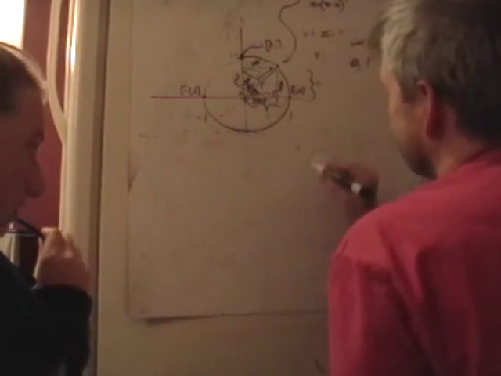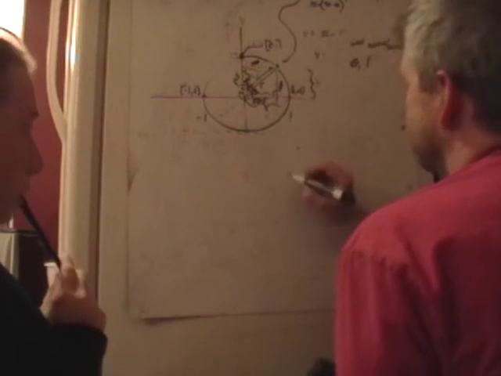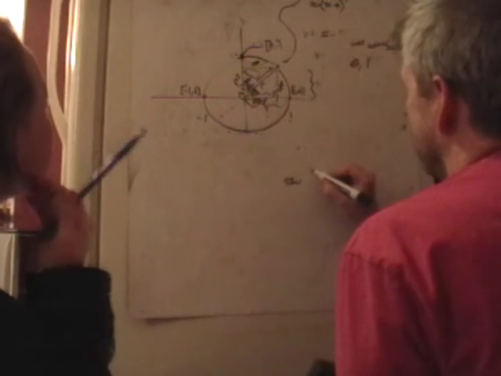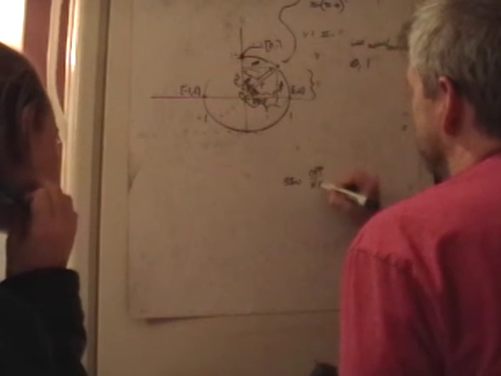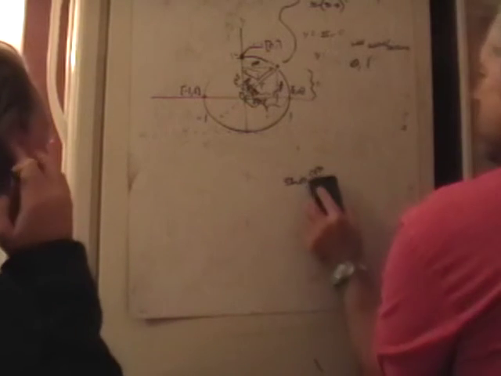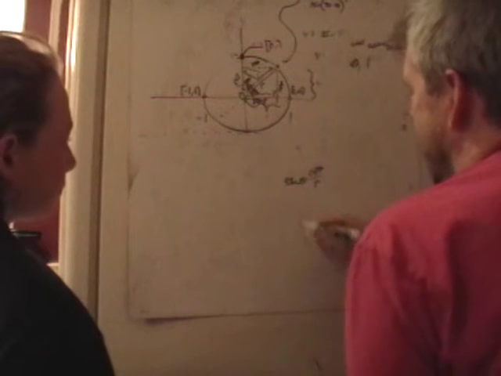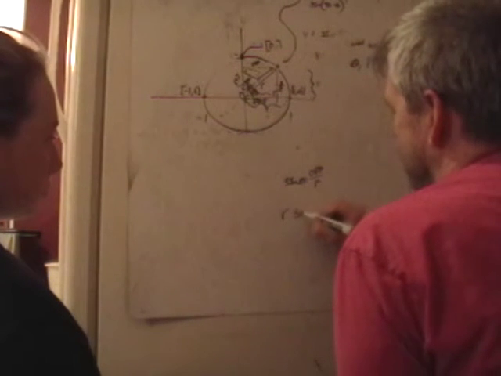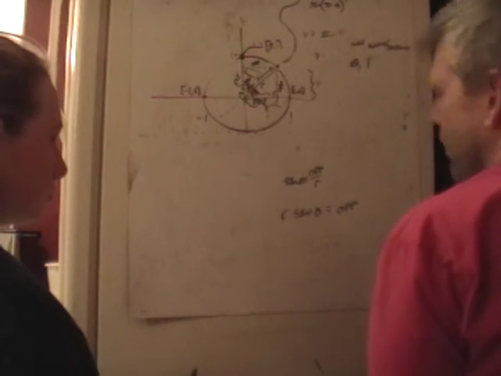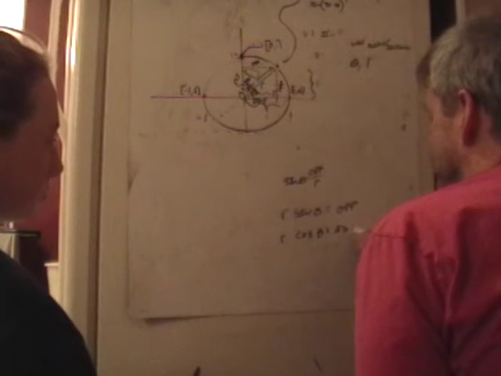Let's do a sine. Go back to the sine. That is the opposite over the hypotenuse, right? Sine of theta is equal to the opposite over hypotenuse, which is r in a more general term. So if I want to know the distance of the opposite side, r sine theta is equal to the opposite. Or r cosine theta is equal to the adjacent.